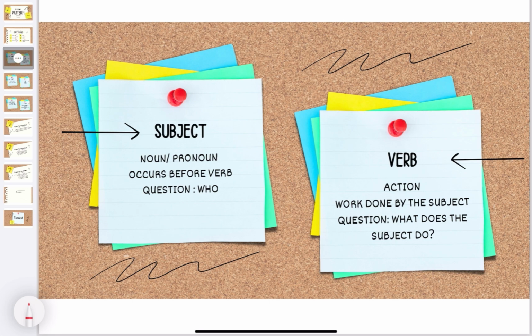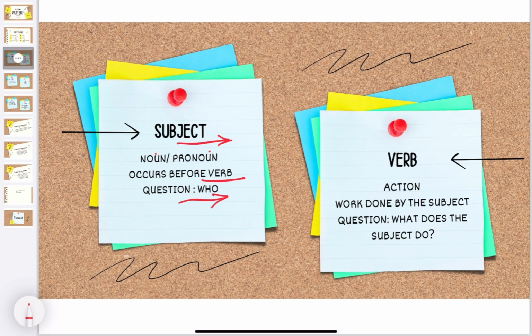Okay. So how do you identify a subject? It might be a noun or a pronoun and it occurs before a verb. And it will definitely answer the question who. For example, Priya broke the mirror. So in this sentence, if you check with the question, who broke the mirror? It is Priya. So Priya here is the noun. The subject will always answer the question who.